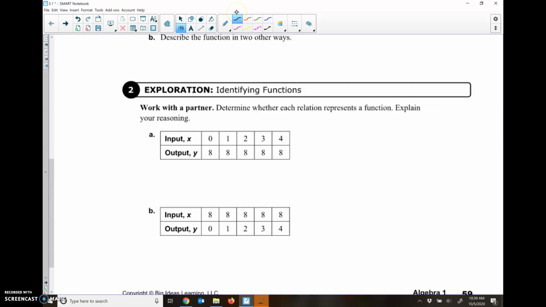So we're only going to look at the x's here for table A. It's 0, 1, 2, 3, 4. None of those x's are repeating, so, kind of a weird way to say it, no, none of the x's are repeating, so yes, it is a function. It doesn't matter that the y's are repeating. All we're looking at is the x's when we're talking about functions.